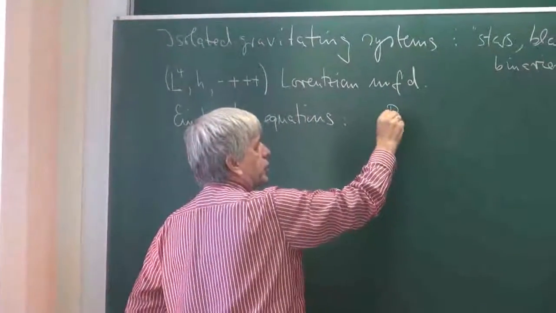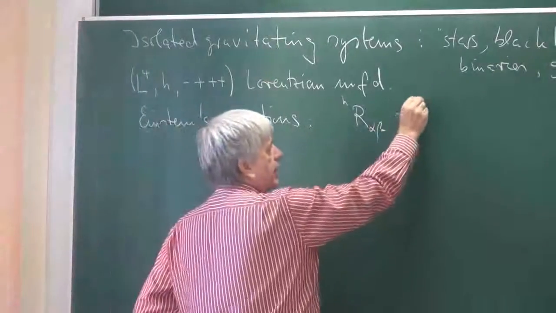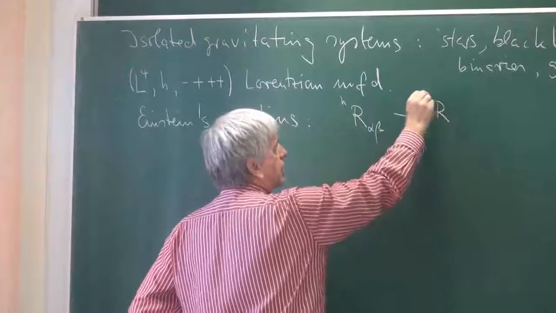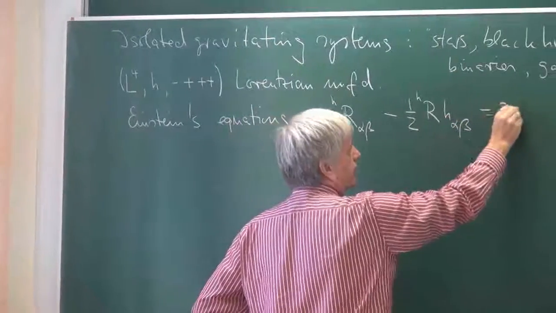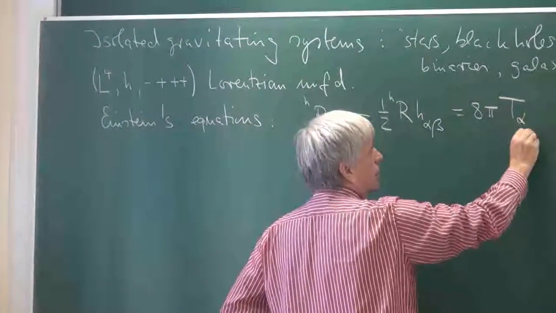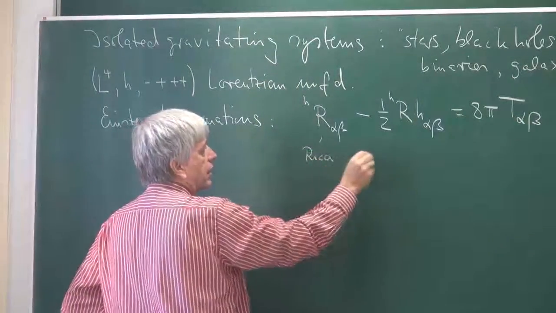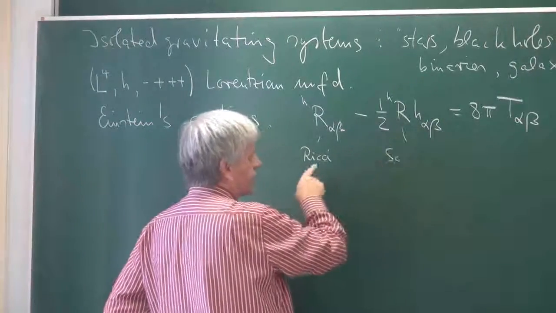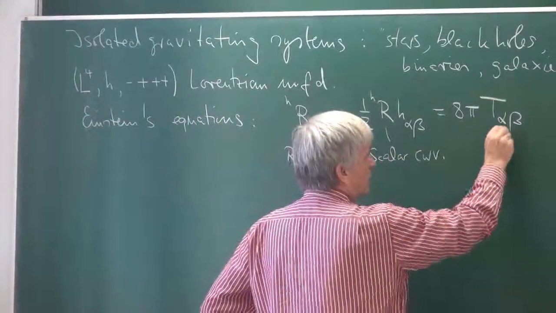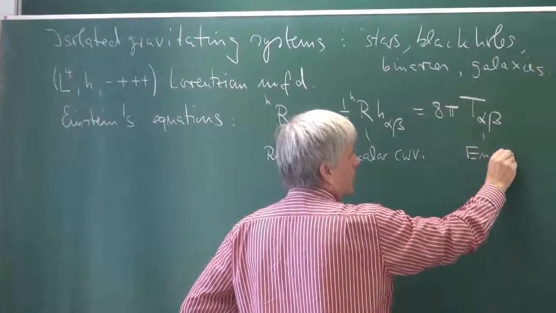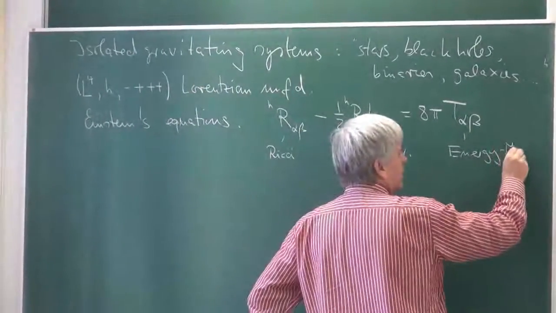You have that the Ricci curvature of the Lorentzian metric minus 1/2 the scalar curvature of the Lorentzian metric times the metric itself is equal to 8 pi times the energy-momentum tensor. So this is the Ricci curvature. This here is the scalar curvature, the trace of the Ricci curvature. And this here contains information about the matter fields that do not come from gravitation. So this is energy-momentum.